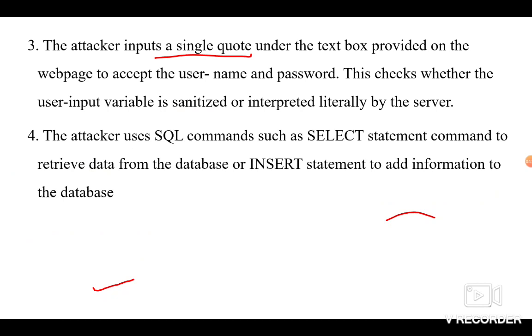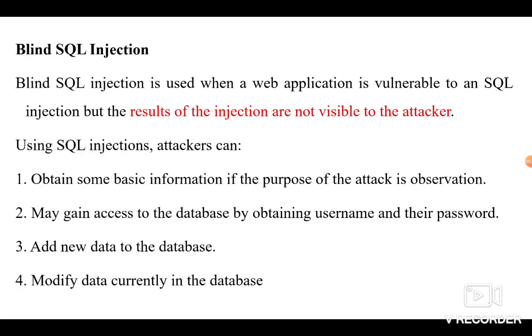Then in the third step, in the web page's text box for the username and the password, the attacker puts a single quote because he is checking whether the user input variable is sanitized or interpreted literally by the server. Then finally, the attacker uses SQL commands like the select command or insert command. With the select command, he can retrieve data from a database. He can use the insert command to add information to the database.